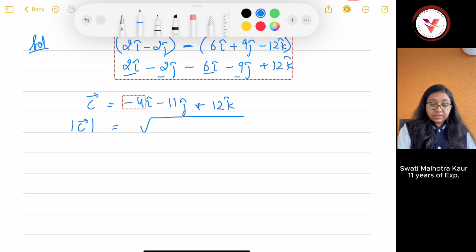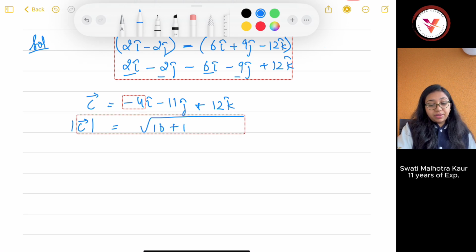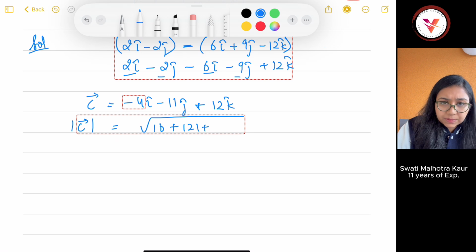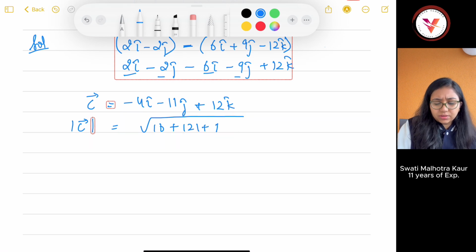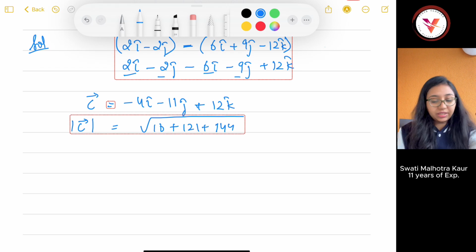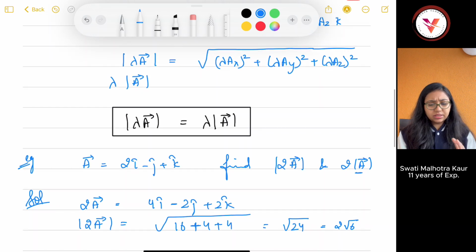That is minus 4 squared is 16, 11 squared is 121, 12 squared is 144. Yeah. So you can solve it and you can get its magnitude. Okay, so just remember that it's very easy.